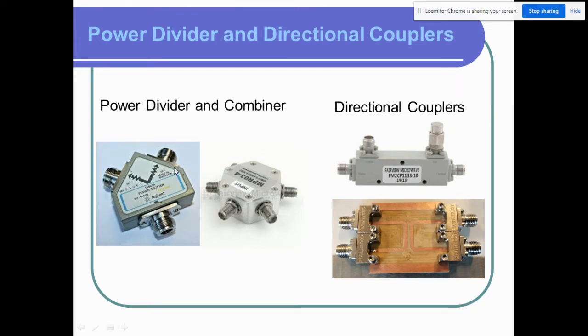divider. In a similar way, not only two ways, we can split in multiple ways like this. Let's say this is the input, and there are 4 different outputs, so it will divide the power into 4 different outputs. Remember one thing: if you add all the port powers, it is equal to the input power.